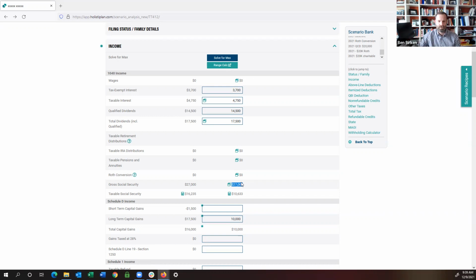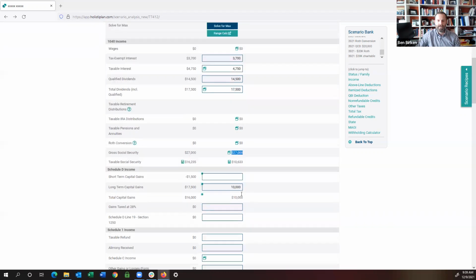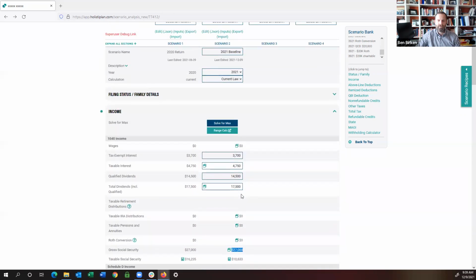So all you need to do is enter the gross amount. We'll calculate how much of that is taxable. But I highlight that because when we look at the range calc and the solve for max features, you're going to see some of these things show up. I'll start with solve for max.